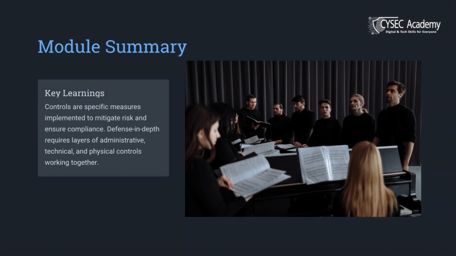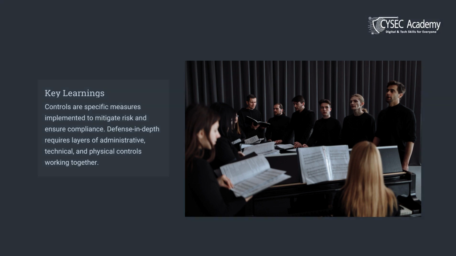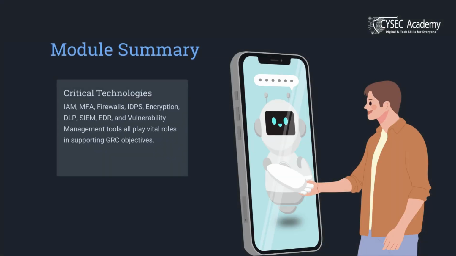In this module, you explored the practical application of GRC principles through security controls and technologies. You learned that controls are specific measures, administrative, technical, physical, implemented to mitigate risk and ensure compliance. We emphasize the importance of defense in depth, using layers of controls across these categories. We delved into key administrative controls like policies and training, physical controls like locks and surveillance, and explored several critical technical controls and enabling technologies: IAM, MFA, firewalls and WAFs, IDPS, encryption, DLP, SIEM, EDR, and vulnerability management tools.